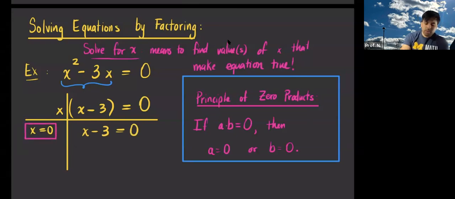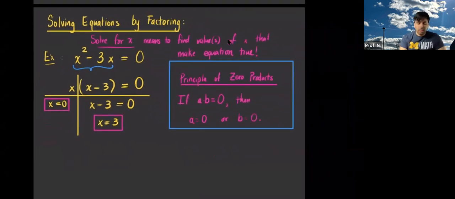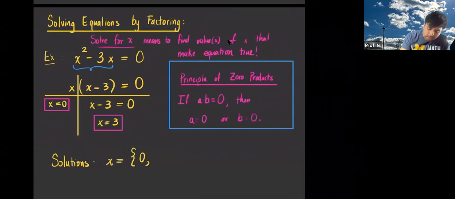And then what's my other solution? X equals 3 when I solve for this equation. So those are my two solutions. When you solve, you get solutions. So what are my solutions here? My solution is that x is equal to, and I put the curly braces, 0 or 3.